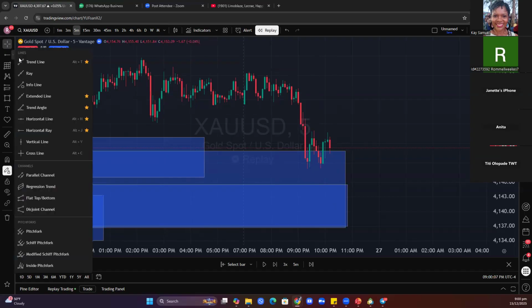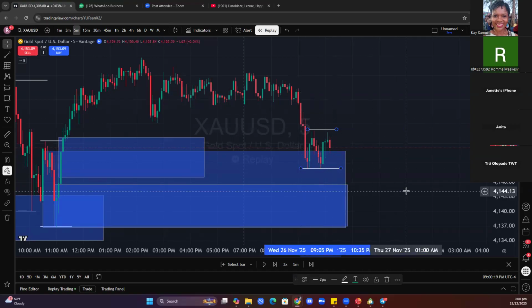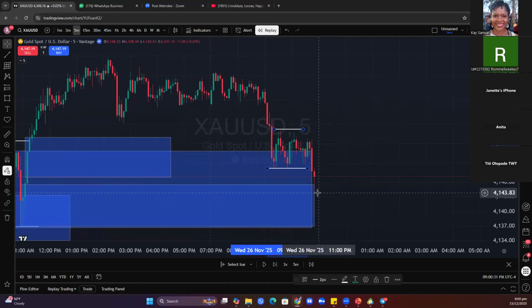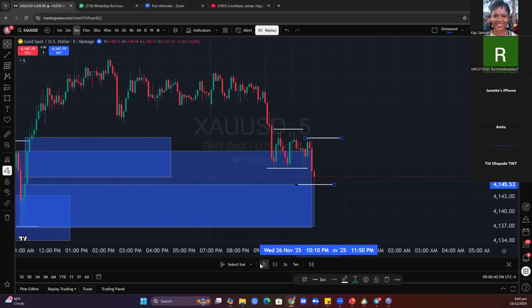We need to see market shift. Right now we're just consolidating. We got lows being created, we got lower highs being created, right? We need to see something that says, okay, yeah, let's buy, right? We need to see a shift in structure, all right? So price pushes lower, great. So this is our low. This now becomes our lower high, right?